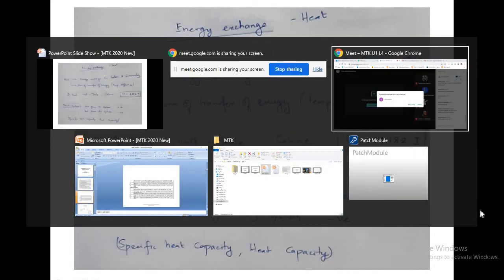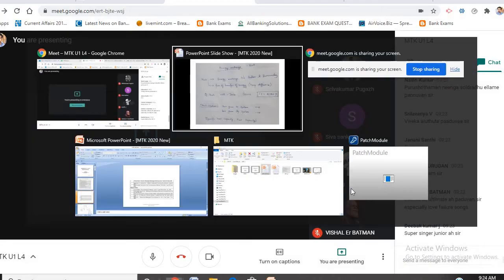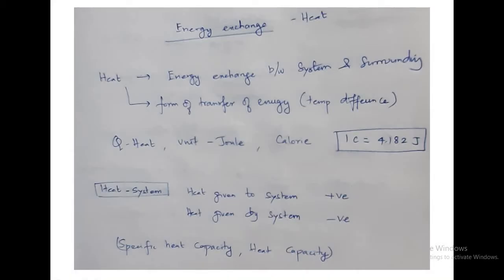Two forms of energy exchange happen: one is heat and one is work. First, heat. Heat is a form of transfer of energy due to a temperature difference. When there is a temperature difference, there is an exchange of energy between the system and the surroundings. This is the form of heat, for example through friction, a temperature difference and the transfer of energy.